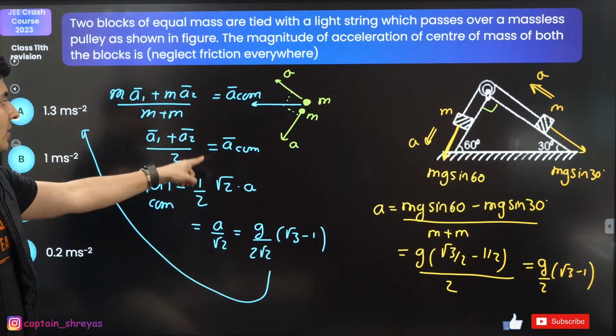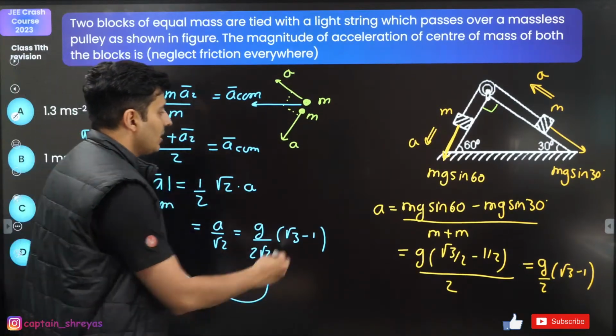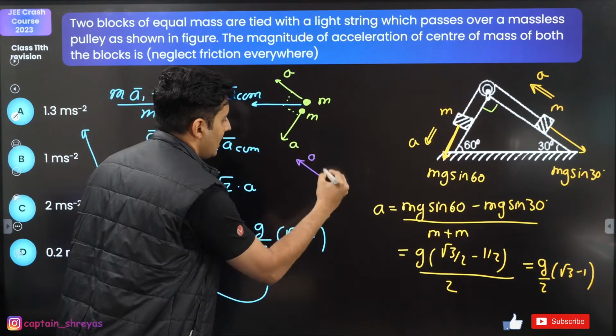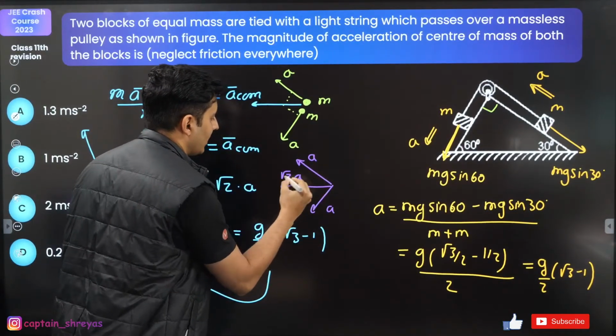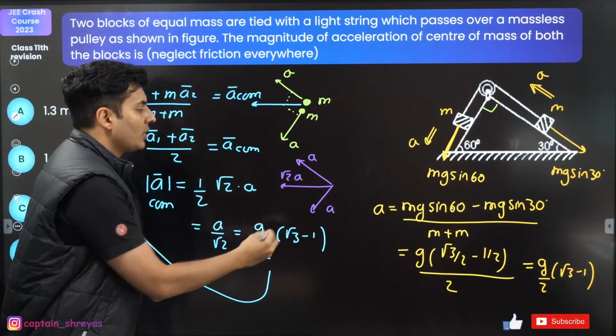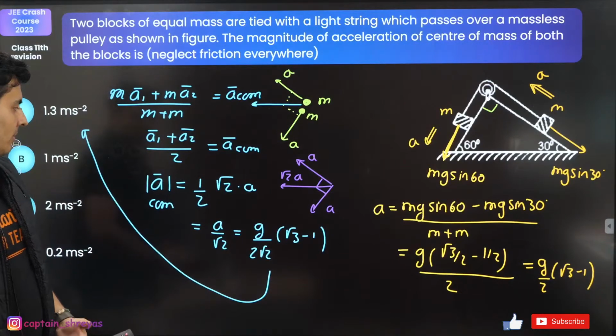Did you understand the concept here? This is the main crux of the problem. What I have done over here: this was A, this is also A, so this will be root 2 A. That is what I have done because they both are perpendicular to each other. Yep. Very good.